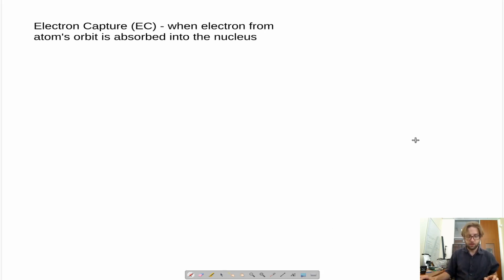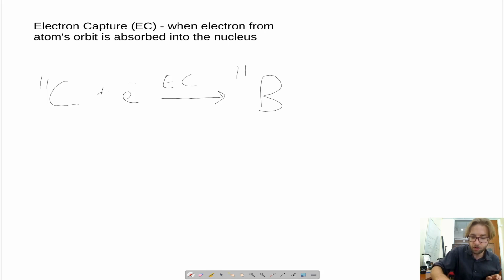So here's an example of that. This does happen. If we have carbon 11 plus an electron from the atom that undergoes electron capture, this turns into boron 11 plus a neutrino. And so this is not a reversible process in particular, because if it was a reversible process, the neutrino would be on the left-hand side of this equation.